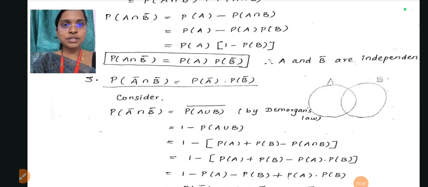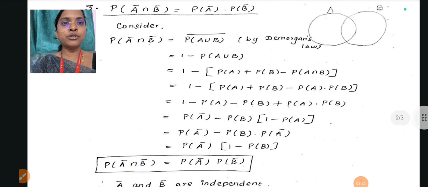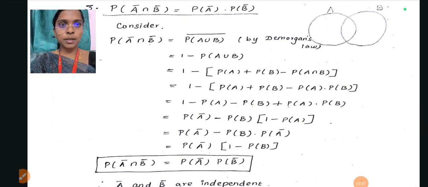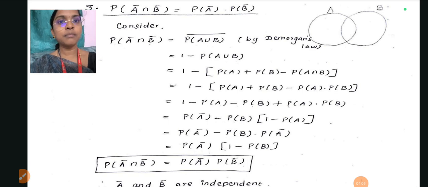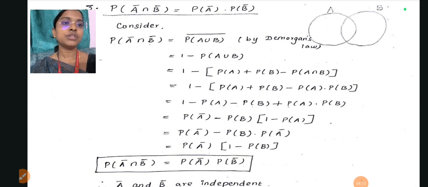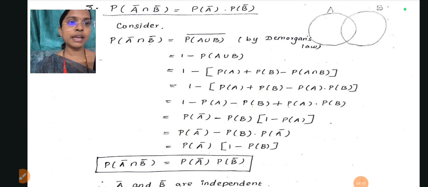Our third subdivision is we have to prove A complement and B complement are independent. For that we have to prove probability of A complement intersection B complement is equal to probability of A complement into probability of B complement. For that we consider probability of A complement intersection B complement is equal to probability of A union B, the whole complement. From that we can write probability of A union B complement as 1 minus probability of A union B. So probability of A union B can be written as probability of A plus probability of B minus probability of A intersection B.